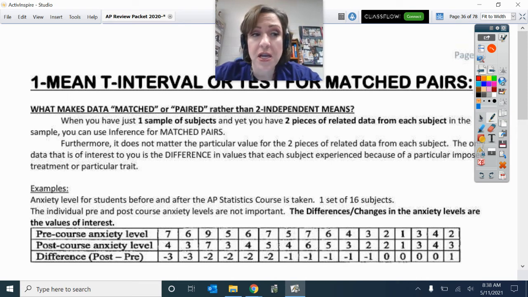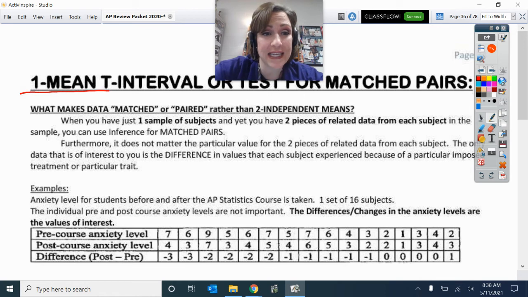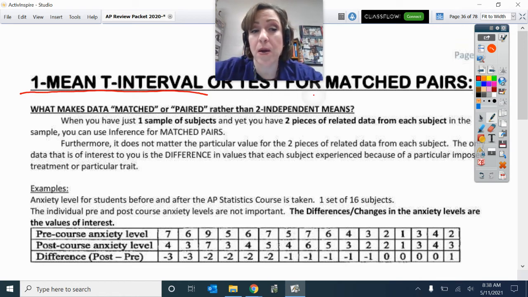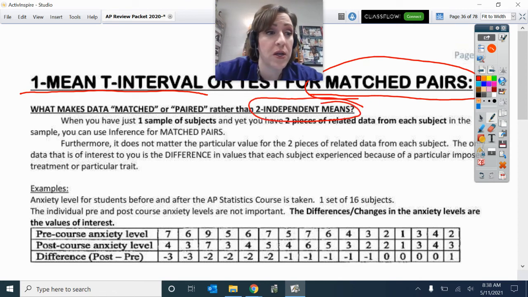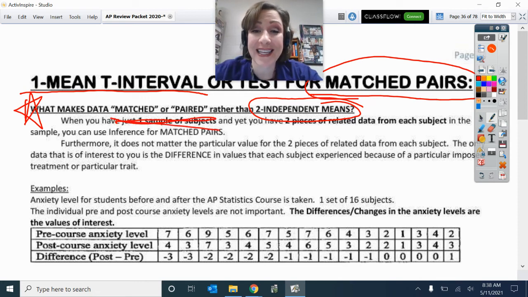So here is the page to discuss if you were confused on what you do if it's a one mean versus matched pairs versus two independent means. Here we go. What makes the data matched or paired instead of two independent means?